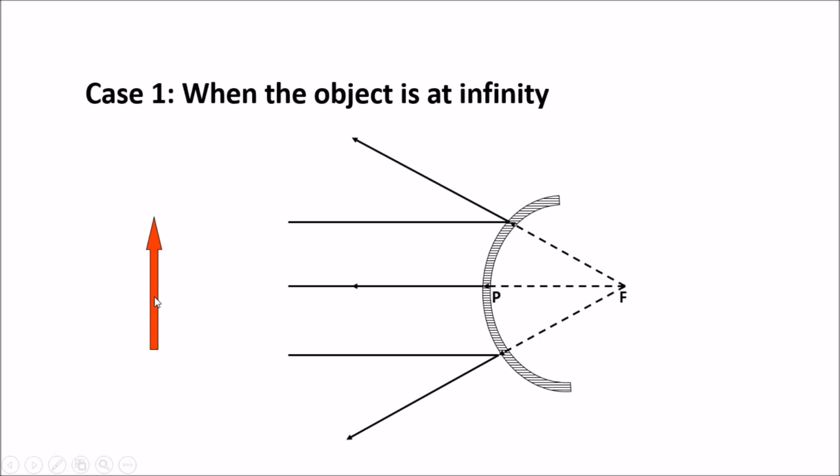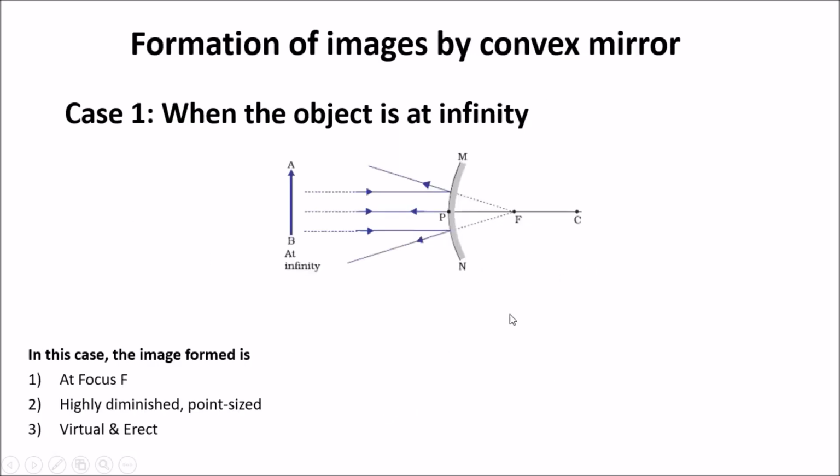So when the object is at infinity, the image obtained would be at focus, and because it's behind the mirror, it's going to be a virtual image, and the size is going to be point size compared to the object. So let's have the conclusion. The diagram is here. When the object is at infinity, the image obtained is at focus. It's point size, or we can say highly diminished in size. And when we talk about the nature, it is virtual because it's formed behind the mirror, and virtual images are erect. We already know about it. So this is the nature of it.